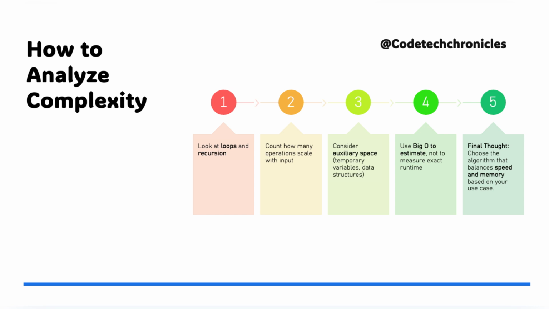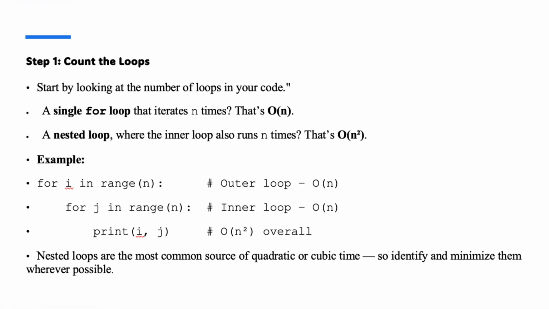Step 1. Count the loops. Start by looking at the number of loops in your code. A single for loop that iterates n times, that's O(n). A nested loop, where the inner loop also runs n times, that's O(n²).